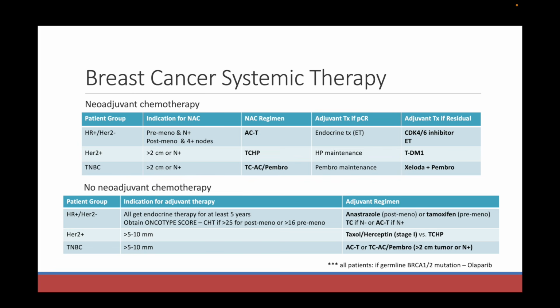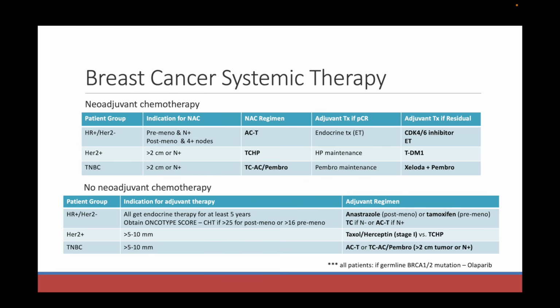Then we have our patients that did not get any neoadjuvant chemotherapy, and we need to understand what the indications for adjuvant systemic therapy are in these patients. So for our hormone positive, HER2 negative patients, after surgery, all patients are going to get endocrine therapy for at least 5 years, and all these patients should get something called an Oncotype score, which is a genomic risk score that helps us decide if they need chemo or not.